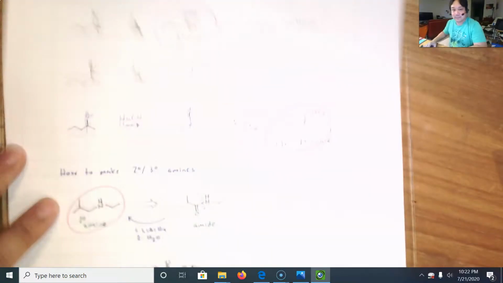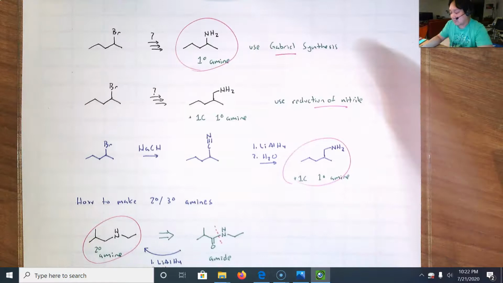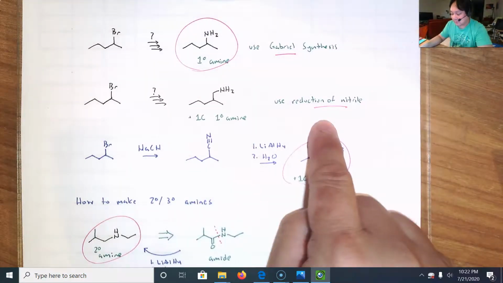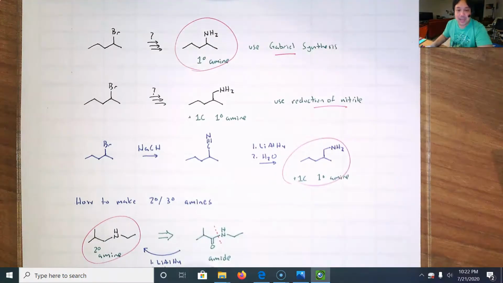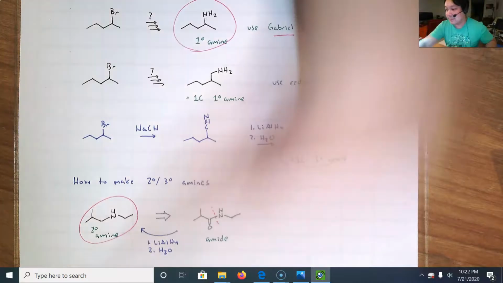If we zoom out, those are three ways to make amines: the Gabriel, reduction of nitriles, and the reduction of amides here at the bottom. Now, did I have anything else to talk about?